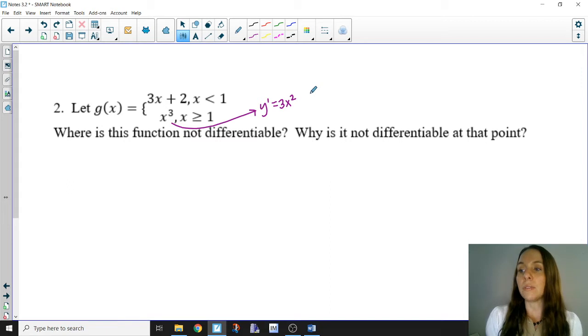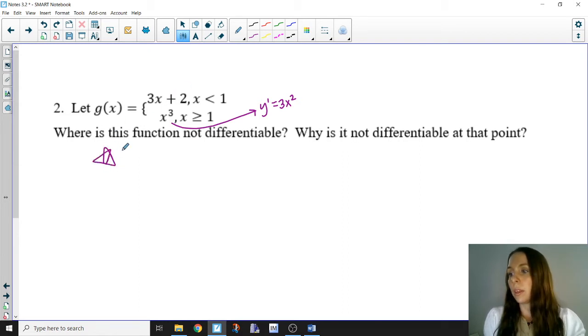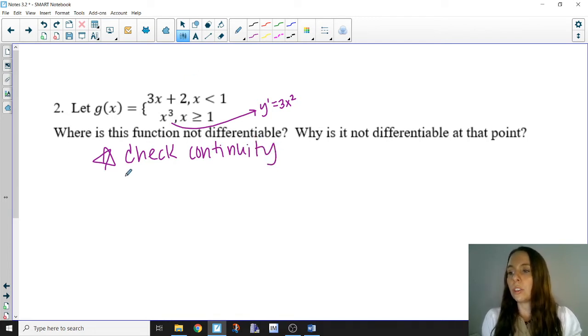In this first problem, what I want you to know about being asked whether a function is differentiable or where it's not differentiable is that the first thing you should always check for is continuity. And so that's what we're going to do at x equals 1. Like I said, I can't write and talk. I'm trying to write the words check continuity. There we go. But again, we're just going to check that for now at x equals 1 because that's the one place that we're looking at here.